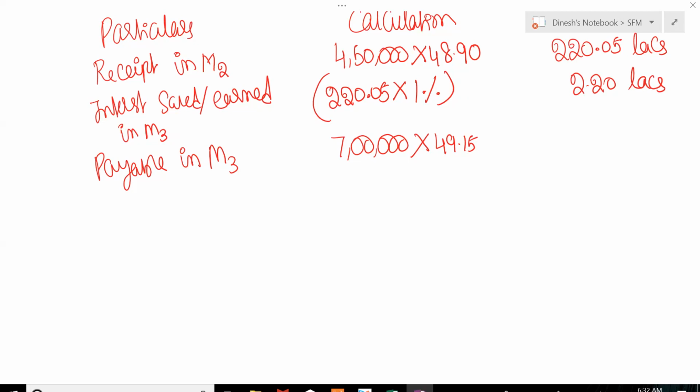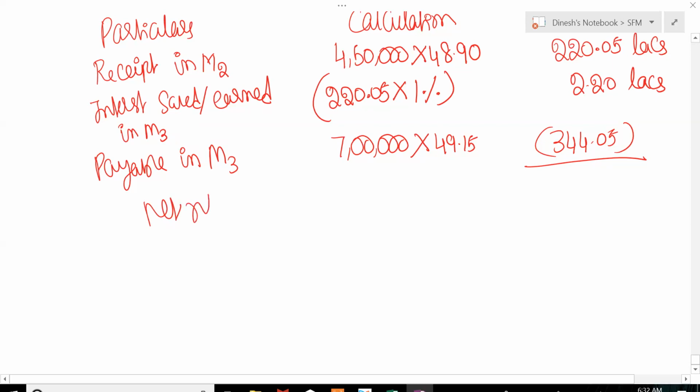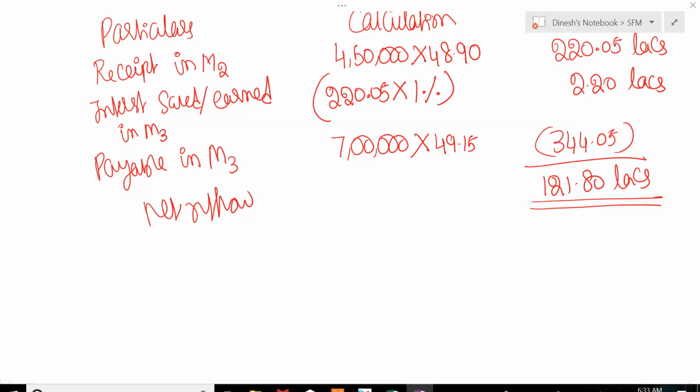$344.05. This is my payable net outflow. It comes to 121.80 lakhs. This is my option 1. In option 1, I am paying 121.80 lakhs. I'll evaluate option 2 and check how much we are paying in that. So the net outflow is 121.80 lakhs. Any doubts on this? Clear? Next, evaluation of option 2.